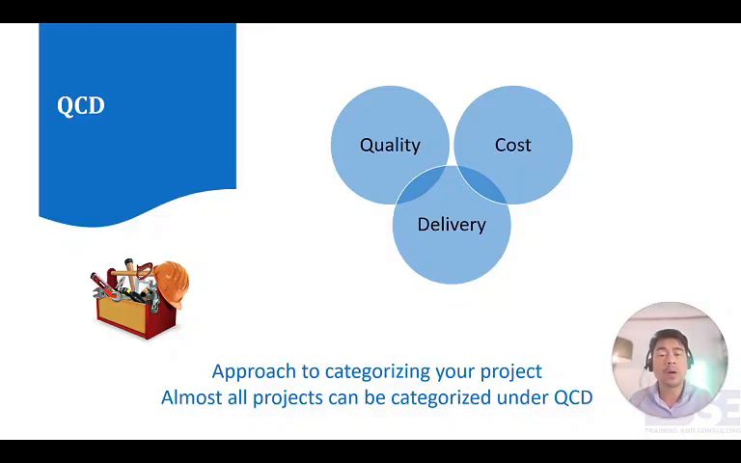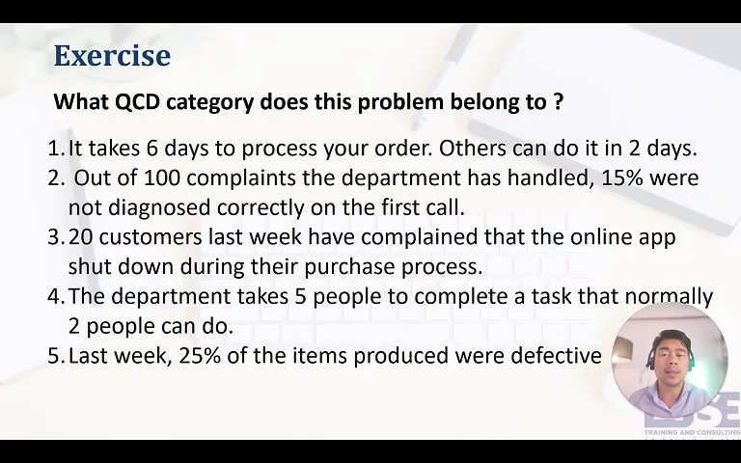Once you know the category of the project where it belongs to, it becomes much easier for you to implement the project, because you would identify what will be the specific tools that you need to address the challenges. Let's look at some examples in terms of how you would classify a project or a challenge. We'll have an exercise, but the question is, what QCD category does this problem belong to?